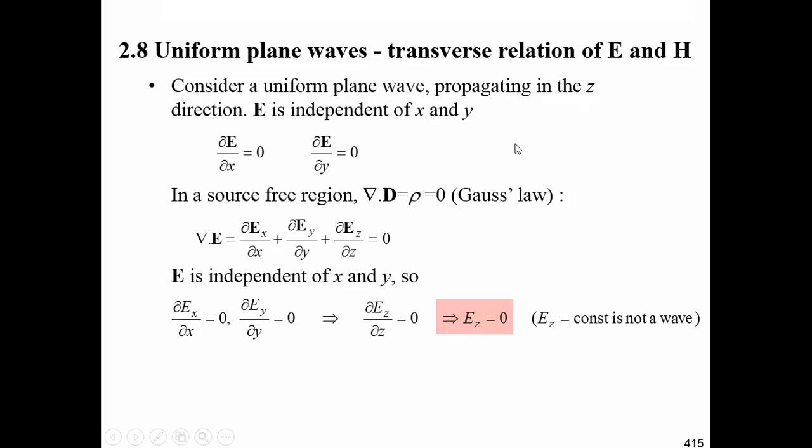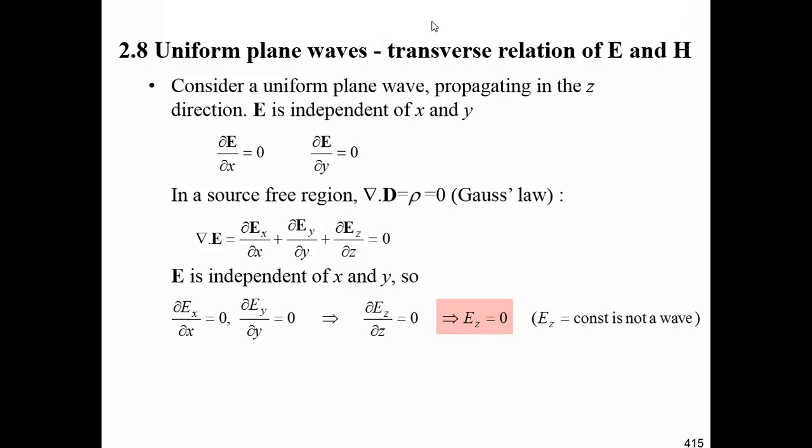Let's see. Only Z is existing. But if you see the equation, that is what they have proved, that Ez is 0. Ultimately, Ez will also come to 0. Ez is constant, is not a wave. This idea is trying to convey that it can never be possible that the E or H field can have a component in the direction of propagation of wave.